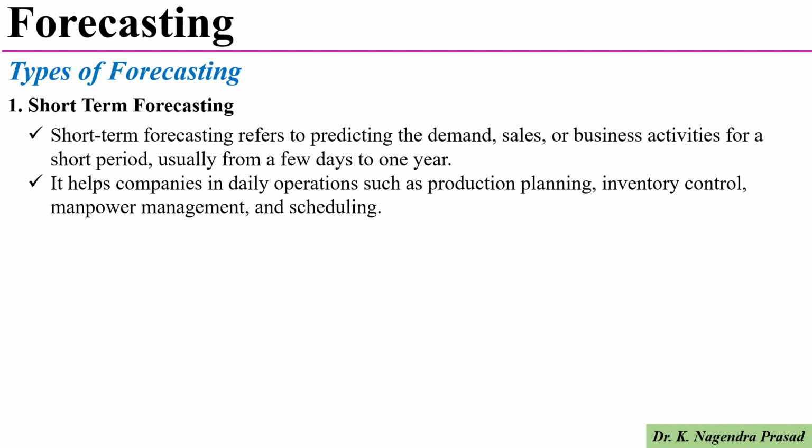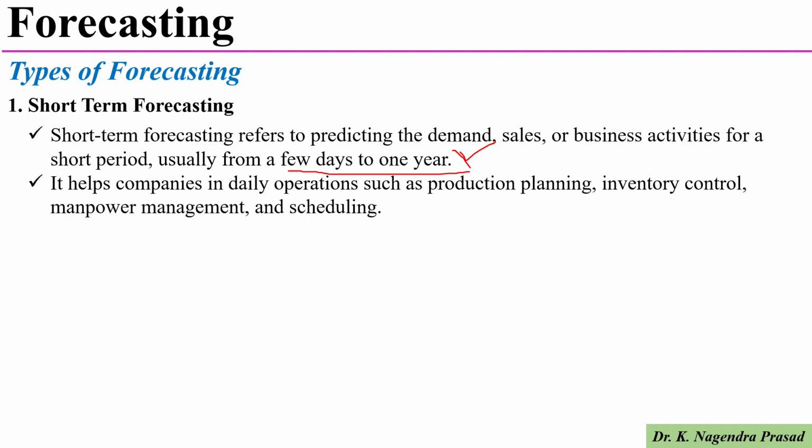Next we will discuss the types of forecasting. There are two types of forecasting: one is short-term forecasting and the other is long-term forecasting. First we will discuss short-term forecasting. Short-term forecasting refers to predicting the demand, sales or business activities for a short period, usually from a few days to 1 year. So if we are applying forecasting for a few days to 1 year, we call it short-term forecasting.